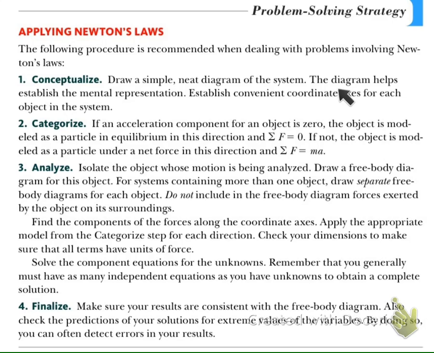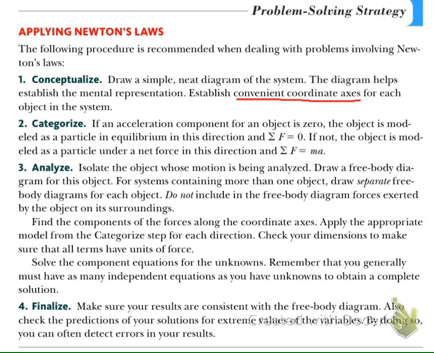The diagram will help to establish the mental representation, because if you can see the picture of the problem, it's easier to analyze the problem. Okay. Establish a convenient coordinate axis for each object. This is important. The convenient coordinate axis is the coordinate axis that makes it easiest to solve the problem. So you have to look at your problem and decide what is the coordinate system that you should use to make it easiest to solve.